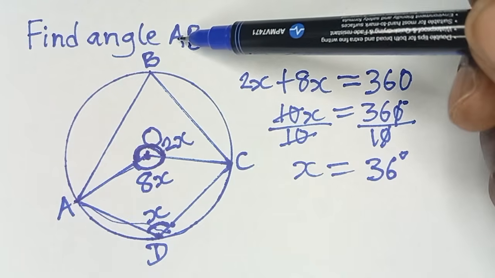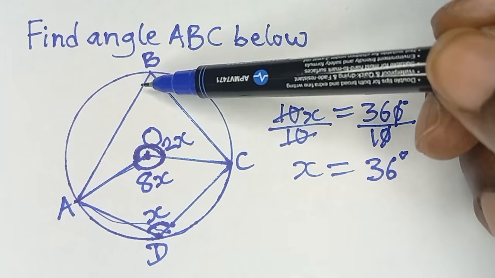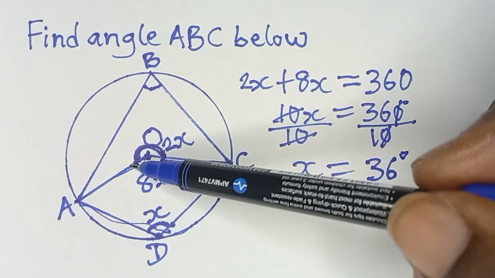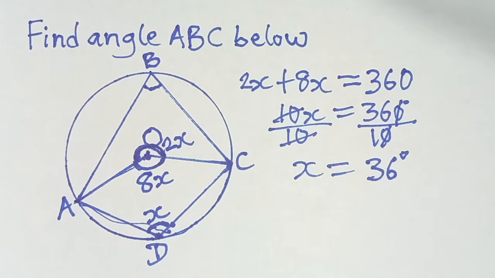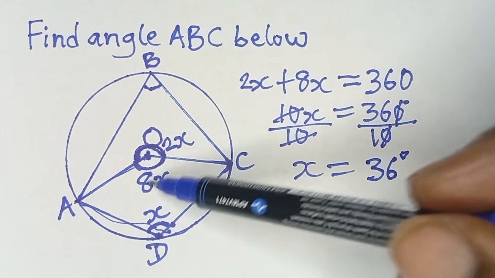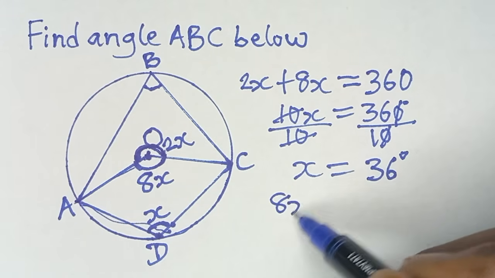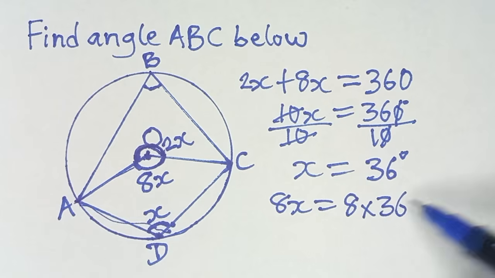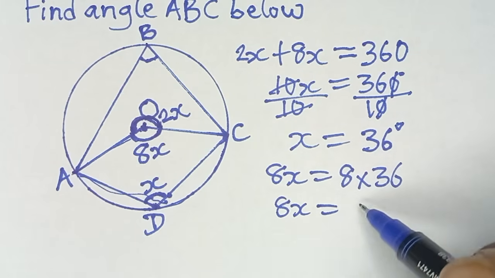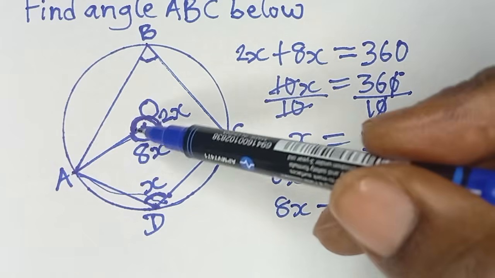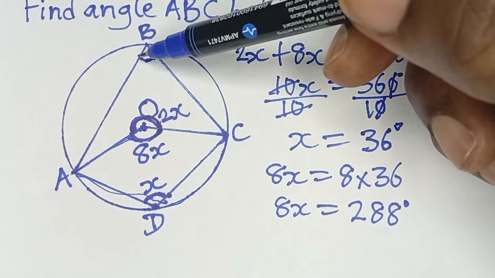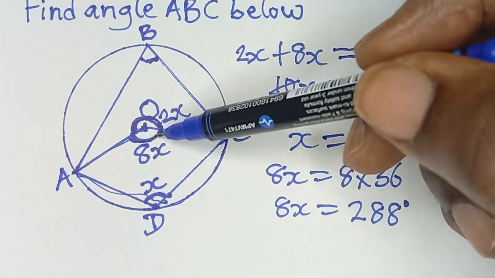Now, don't forget, we are moving to angle ABC. We are not looking for just X. We are looking for angle ABC, which is this angle here. So now, let me get this angle at the center, because this angle at the center is the angle owned by the ABC at the circumference. So angle at the center now will be 8x. So 8 multiplied by x will be equal to 8 times 36, and that will give us the value of 8x as 288 degrees. So this angle at the center here is 288 degrees.